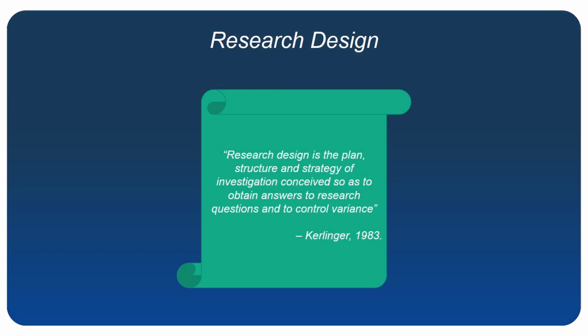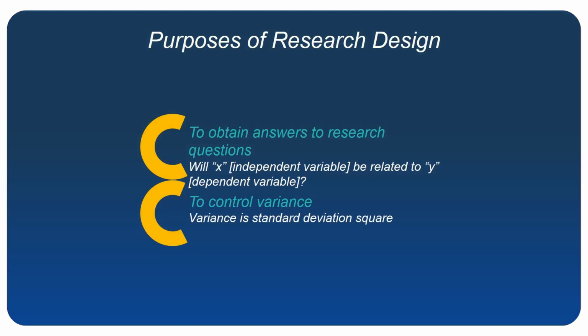From hypothesis, we move on to the stage of research design. Research design is the plan, structure and strategy of investigation conceived so as to obtain answers to research questions and to control variance. When you look at the definition of research design, there are two aspects. The first aspect is the structural aspect. The second aspect is the functional aspect. There are two purposes which serve as function of the research design. The first purpose is to provide an answer to the question that is raised in the research problem, and the second purpose is to control variance.